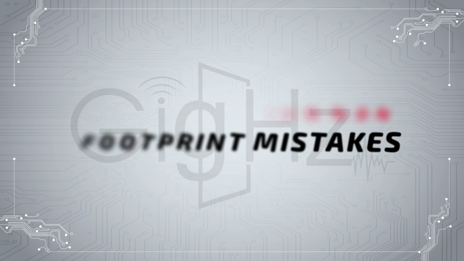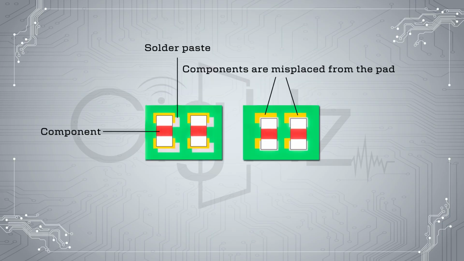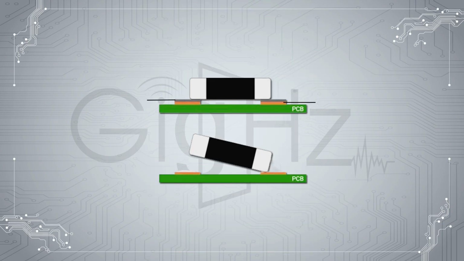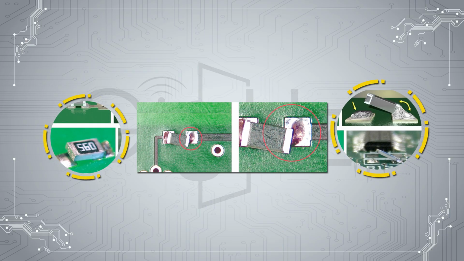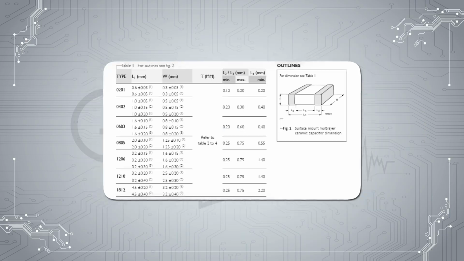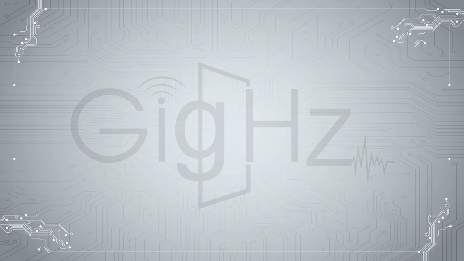Avoiding common footprint mistakes. Precision is crucial. Errors like incorrect pad sizes or misaligned footprints can lead to manufacturing issues. To avoid such problems, always verify dimensions against the datasheet before finalizing a footprint.